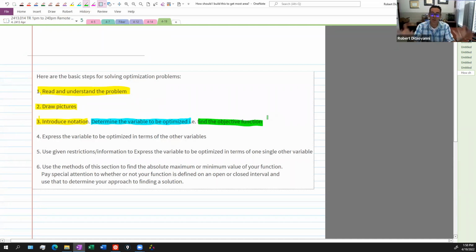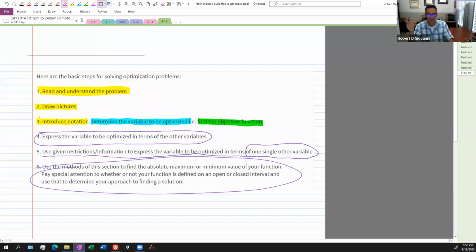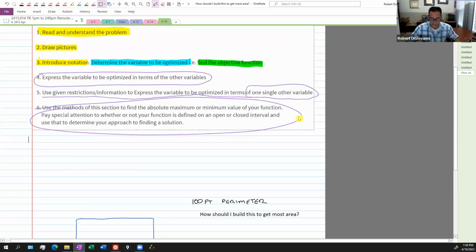So what is the objective of this whole thing? What is trying to be optimized? Once you've done that, you need to express the variable to be optimized in terms of other variables. Use the given restrictions and information to express the variable to be optimized in terms of one single variable, and then use the methods of this section to solve the problem. Now, all of that seems crazy until we do an example. All right, so let's just do this one.